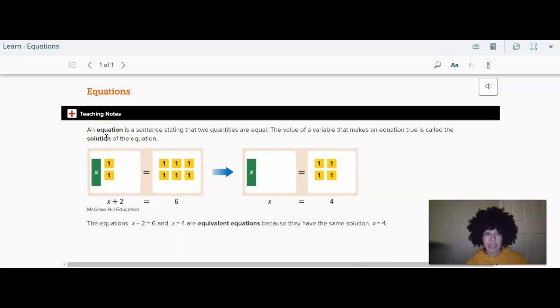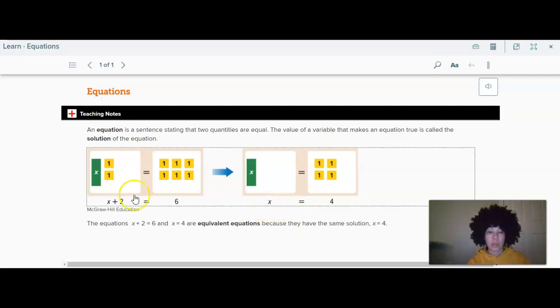First of all, an equation is a sentence, like a mathematical sentence. There's no capital letter and period, but it looks something like this. It's just a sentence that states that two quantities are equal. The value of a variable that makes an equation true is called the solution of an equation. So here, x plus 2 equals 6 is an equation. x equals 4 is also an equation. These are what we call equivalent equations because they have the same solution. Even though x equals 4 looks like a solution by itself, it is technically an equation. If it has an equal sign, it's an equation.